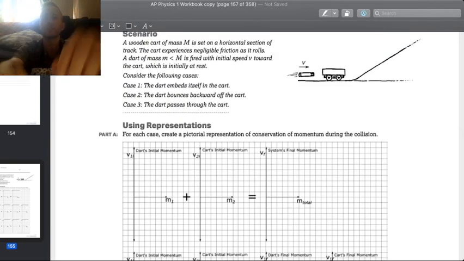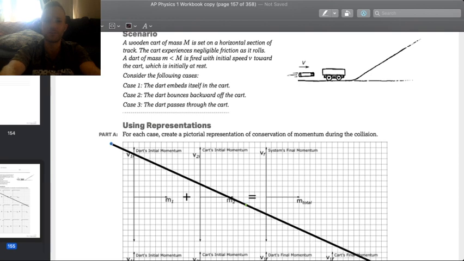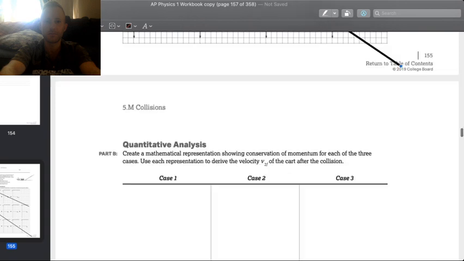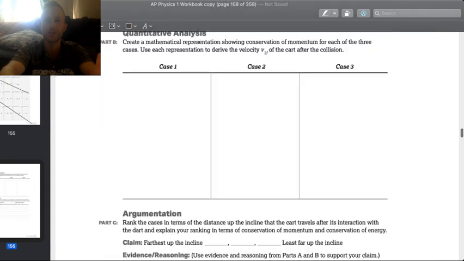I'm just going to analyze this my way because I do not understand what this is trying to do. Bad graphs. Okay, I'm just going to analyze the system.